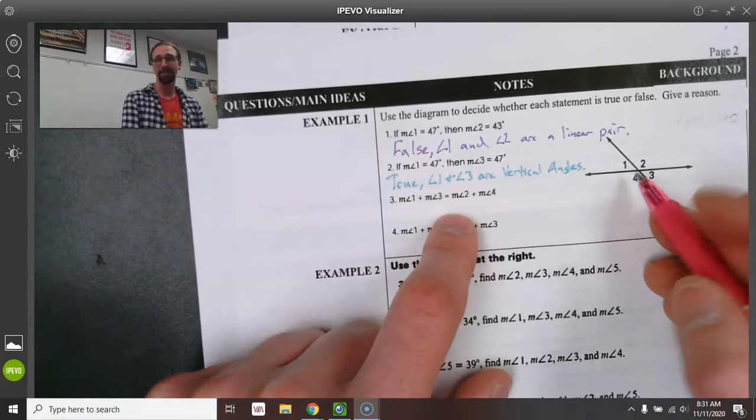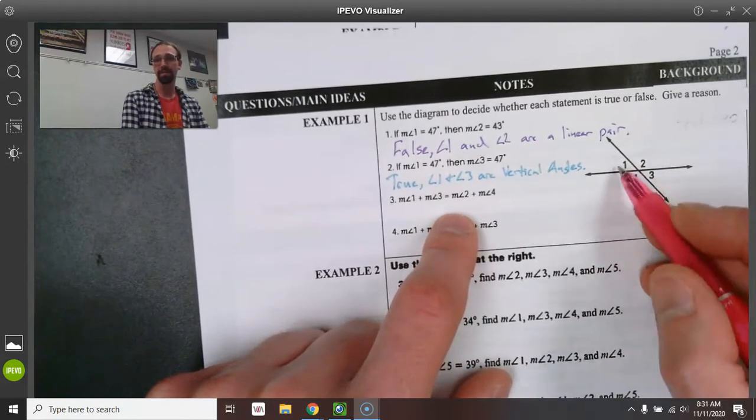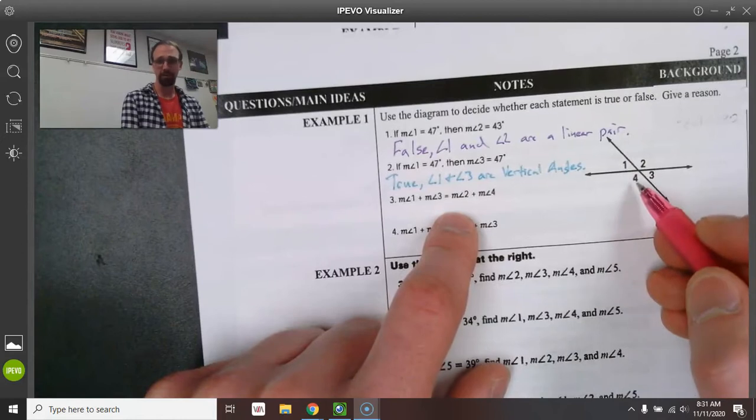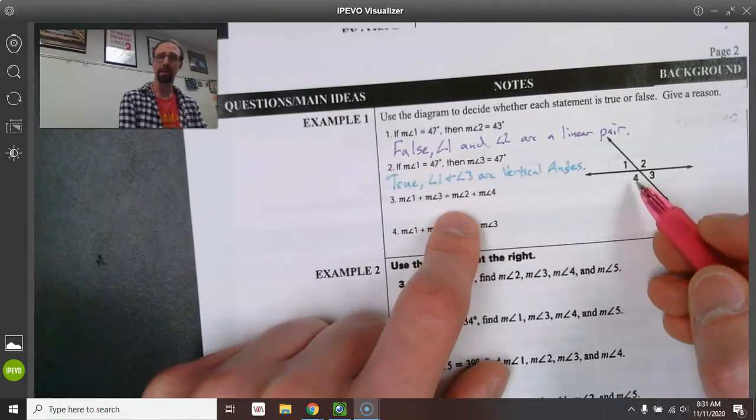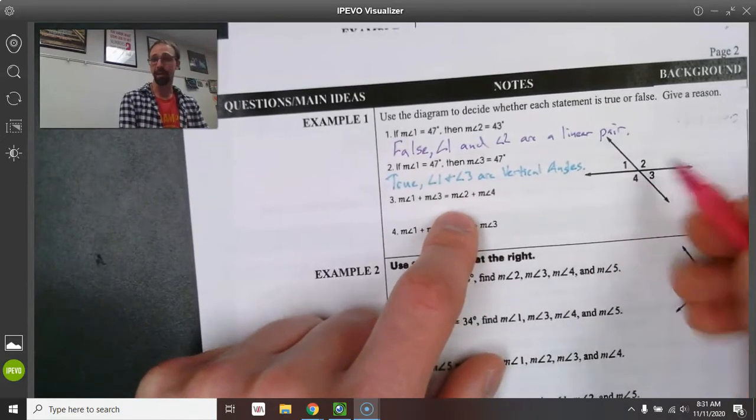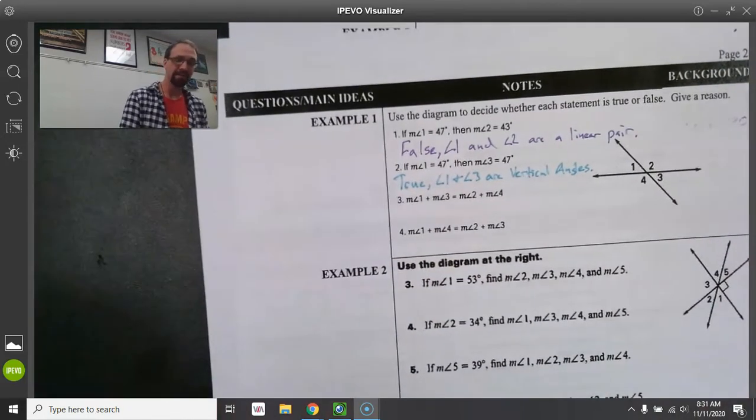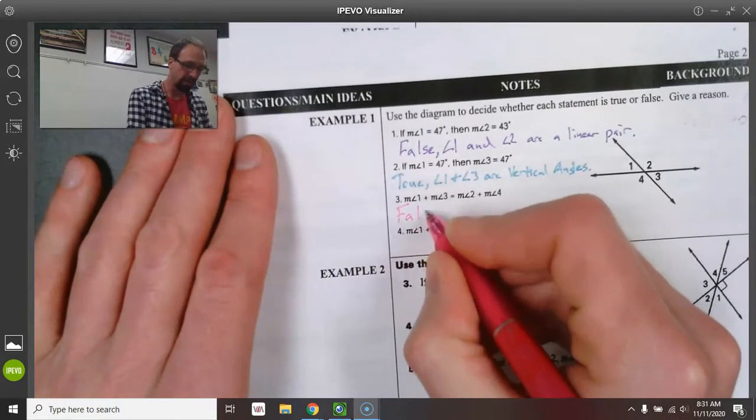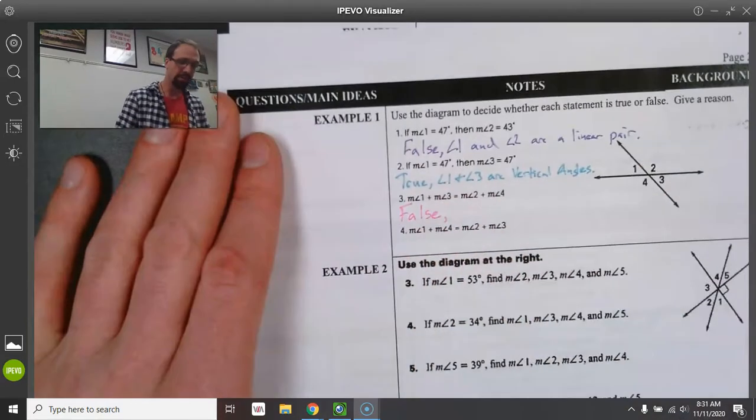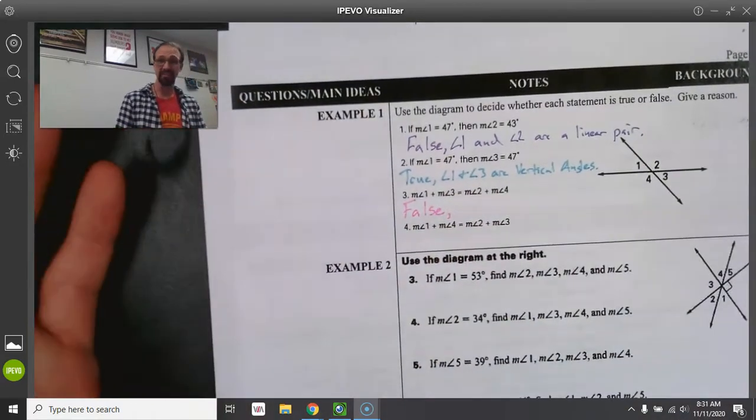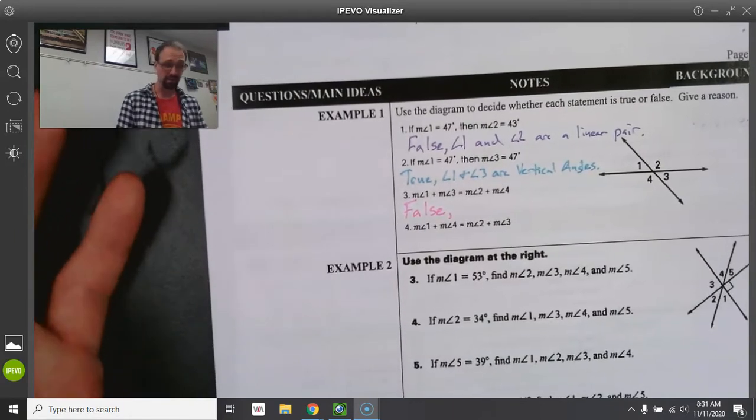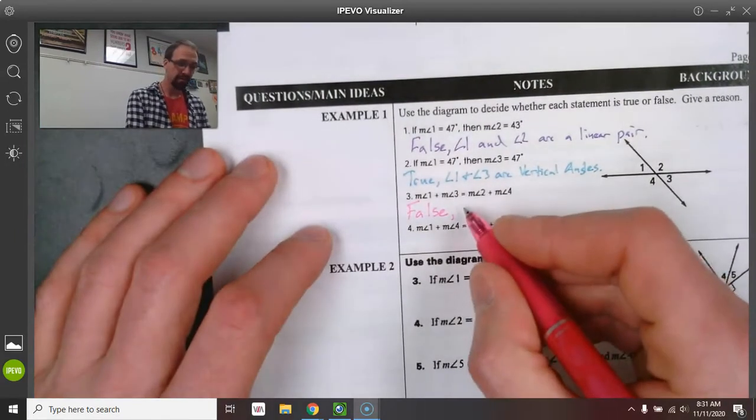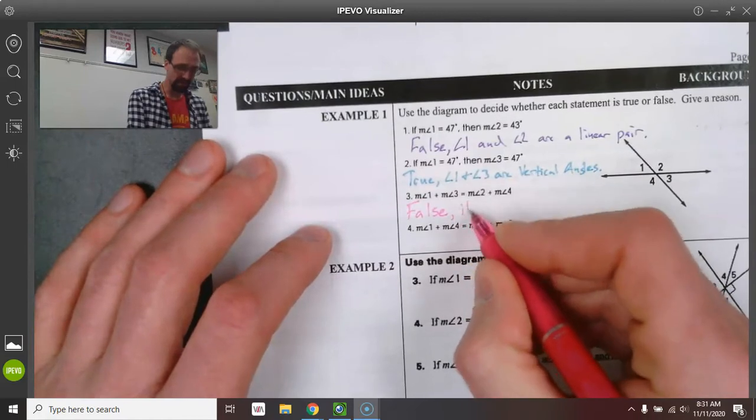So if I had values for these, if I add these two together, the only way that it's going to equal the measure of angle 2 and the measure of angle 4 is if they all happen to be the same value, if they all happen to be 90 degrees. So because it's not always true, and it's not true in this scenario, we're going to say false. And the reason it's false is that it doesn't actually satisfy any of the theorems that we know about so far.